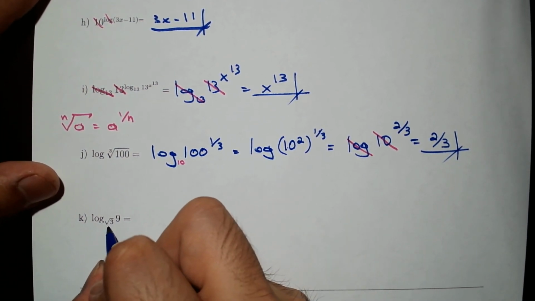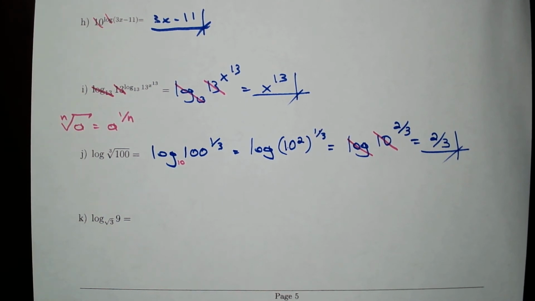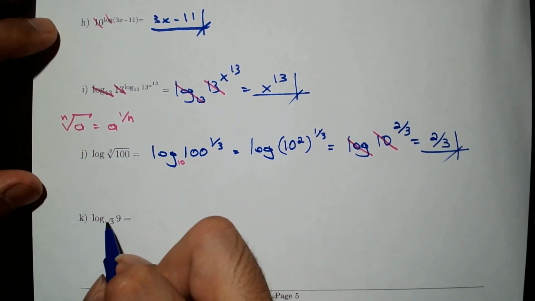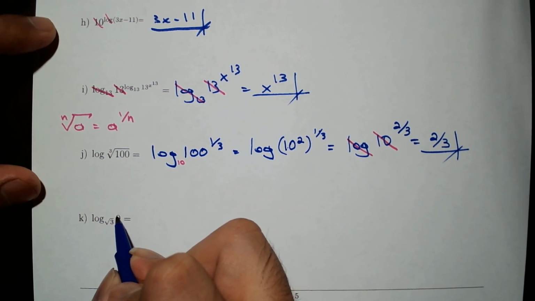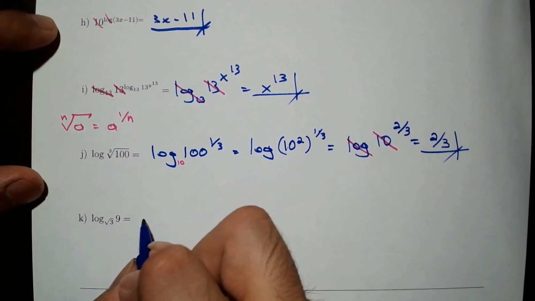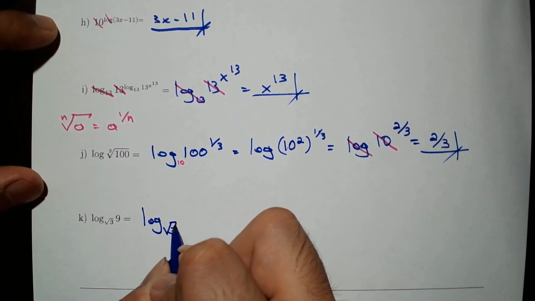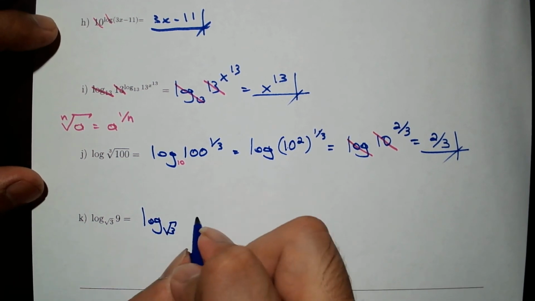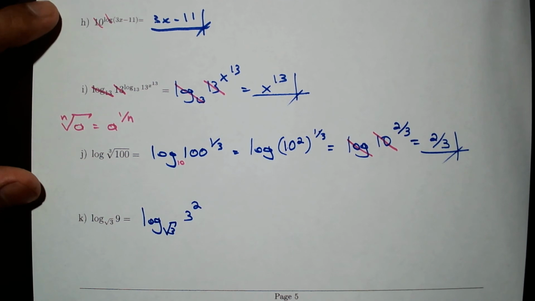Well, notice the base involves the number 3, but not just the number 3, but rather the square root of 3. But if we didn't have the square root of 3, we would just work with 9, because the number 9 is a power of 3. We are still going to do that. I'm going to go like log base square root of 3 of 9, which is 3 squared.